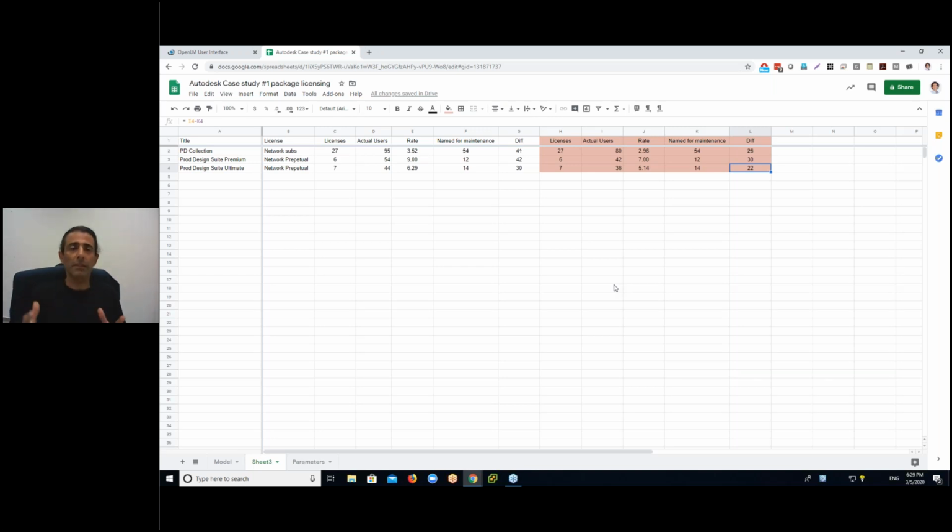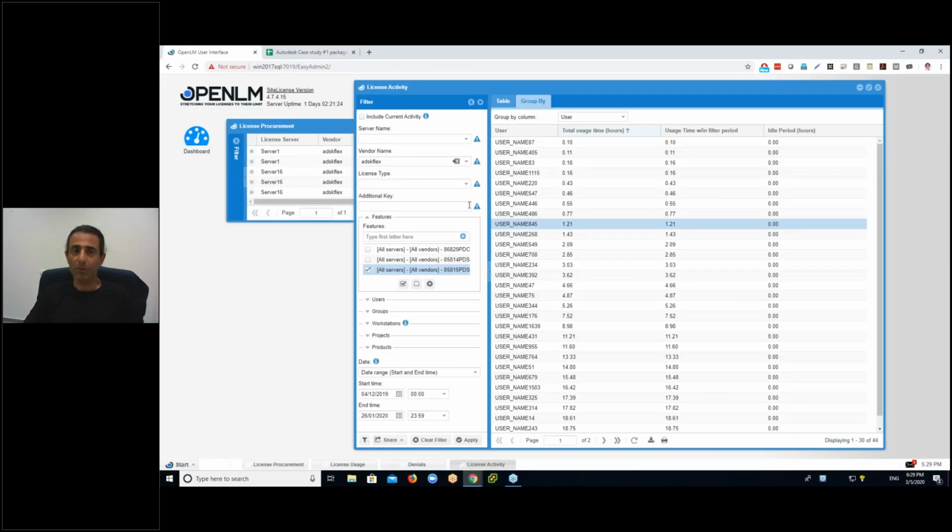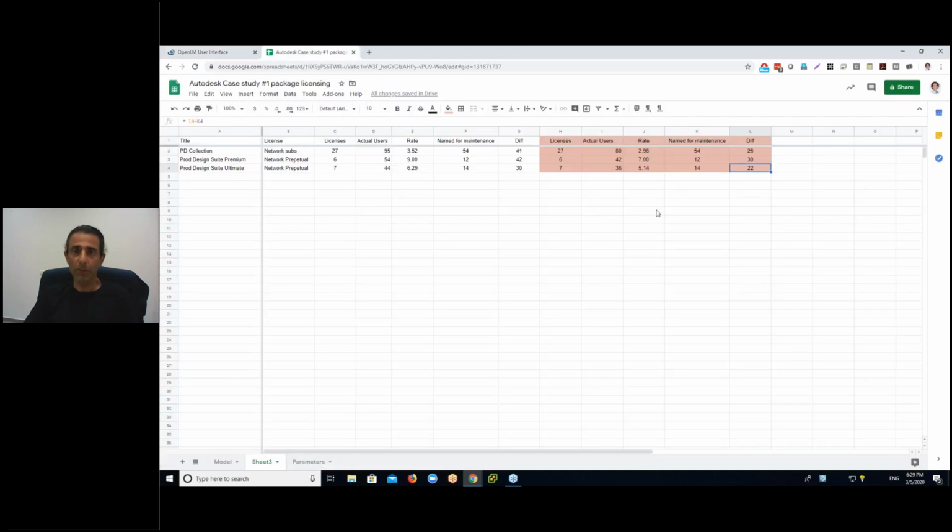So next time we won't use OpenLM because we have all the data. Next time we'll use the spreadsheet, and we'll try to analyze what's the best move for us based on this data. So that's all for today.